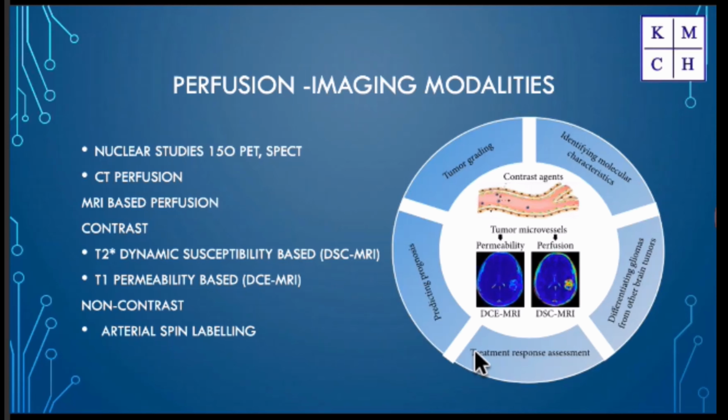The focus of today's talk would be on the use of a non-contrast method to assess the tissue perfusion called arterial spin labeling. As we can see on the right, why should we even do perfusion? It can be used for vascular things, it can be used for tumors, it can be used for treatment responses, and so on and so forth.